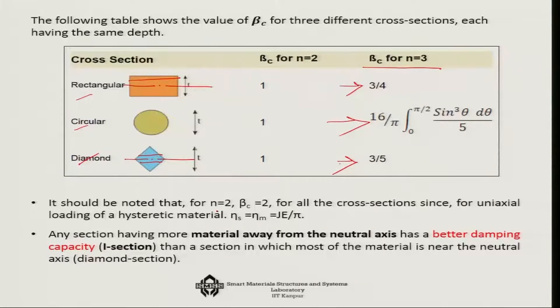Now, if n equals 2 and beta c also equals 2, then for all the cross sections the eta s would become the same as J E over pi. That means the geometry dependence will not be there, the loss factor will only depend on J and modulus of elasticity. On the other hand, for beta c for n equals 3, you will see that this separation is coming out. Also, keeping in mind that it is best to go away from the neutral axis, possibly this type of configuration, where you are maximum away from the neutral axis, will always be good for this system. These are called I sections and are found to have better damping capacity than diamond, circular or rectangular sections.